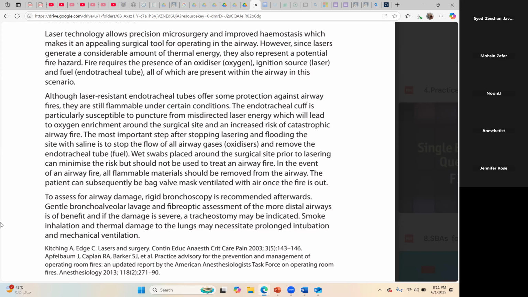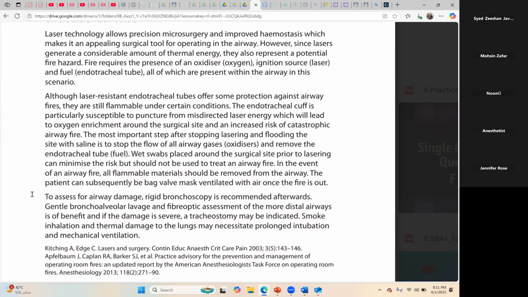So actually, they will remove it, and then they will put another new tube, and then they will do the assessment. The rest of the things are being done, but the first thing will be to stop and remove.